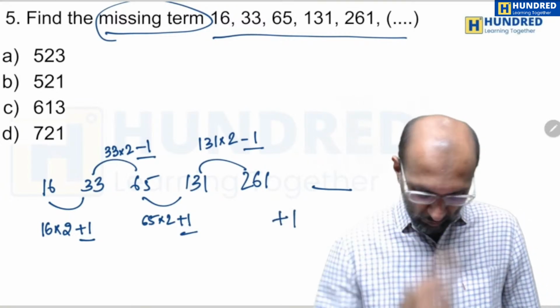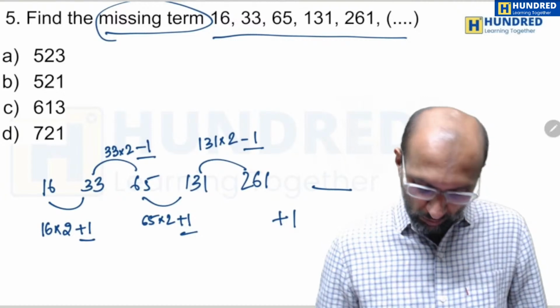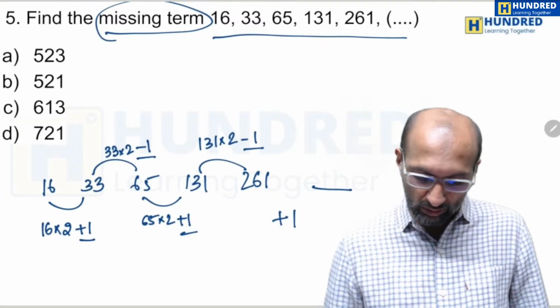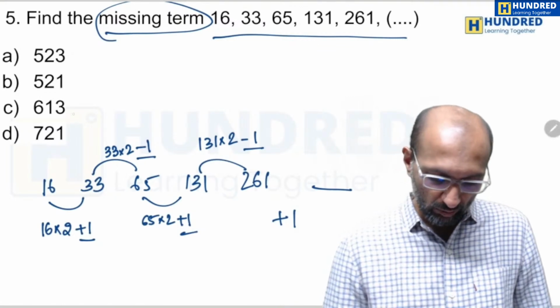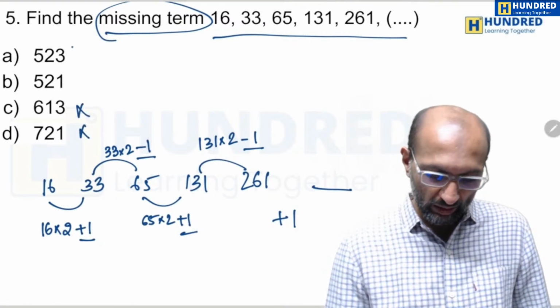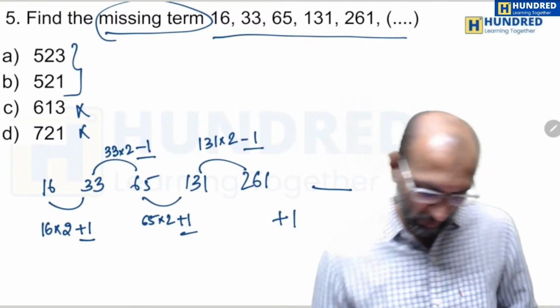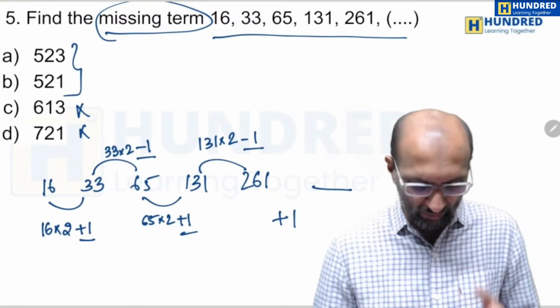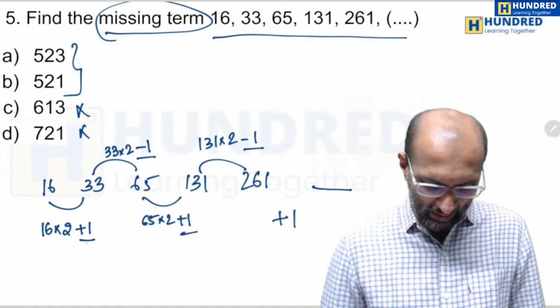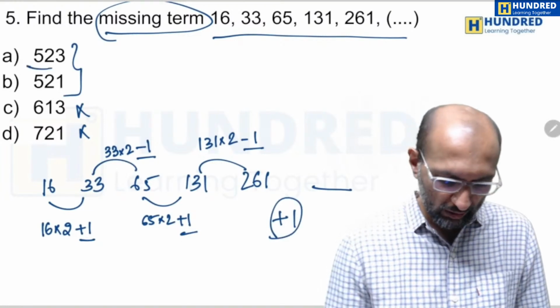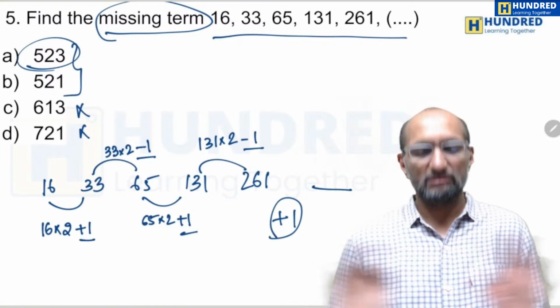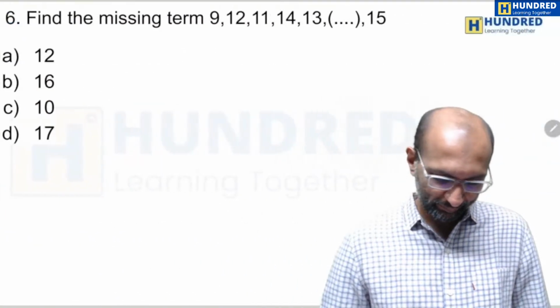Correct? So, let's see here. 261 into 2 is 522 and plus 1. So, either ruled out. So, this is under confusion. Plus 1, minus 1, plus 1, minus 1. Next one has to be plus 1. What is your answer? 523. Simple. Okay. Let's go ahead.